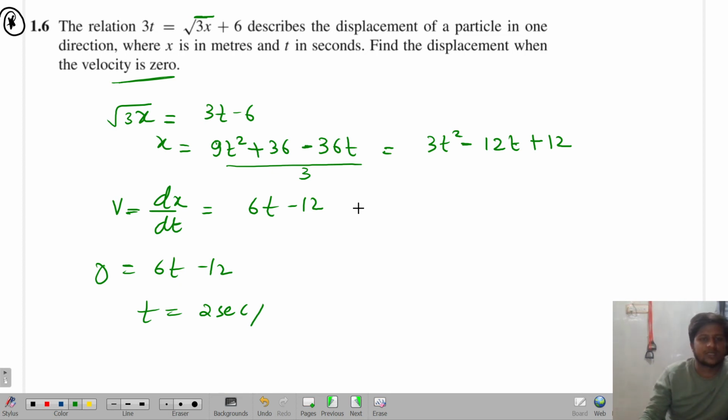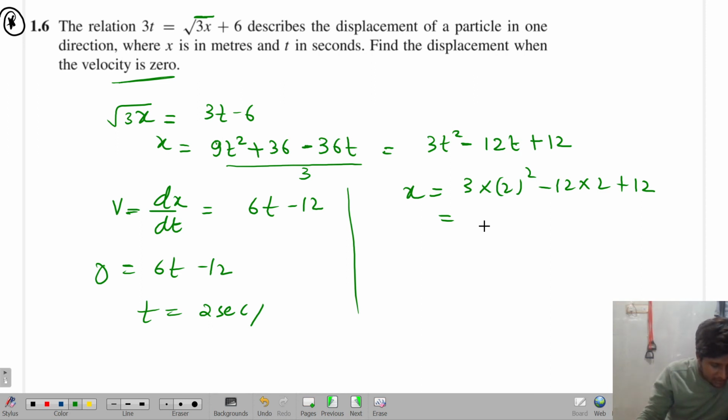If t is equal to 2 seconds, then displacement is equal to 3 into 2 square minus 12 into 2 plus 12. The answer is how much? 0 meters. Got it or not?